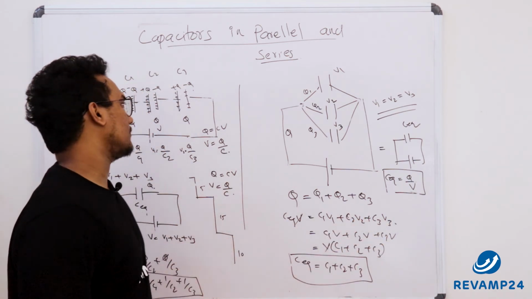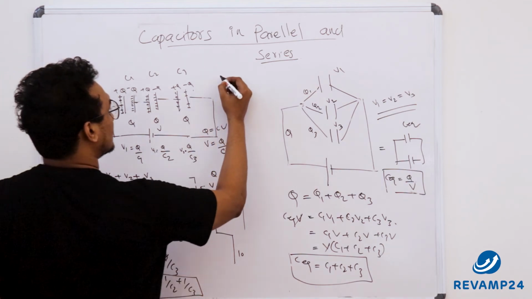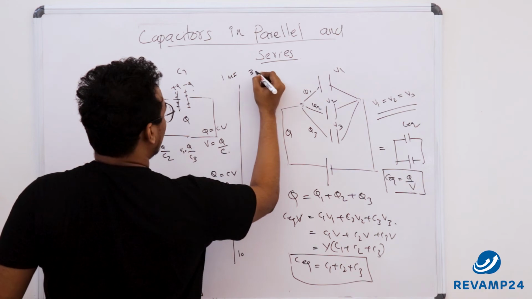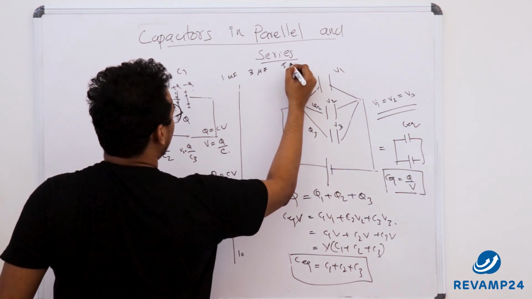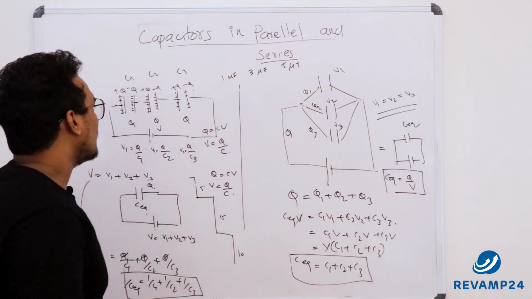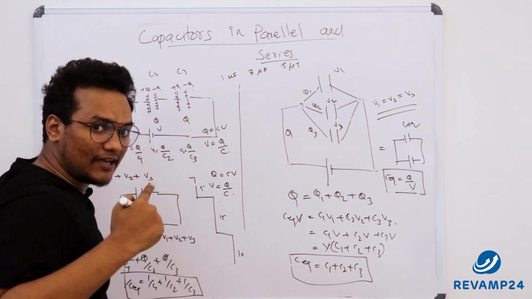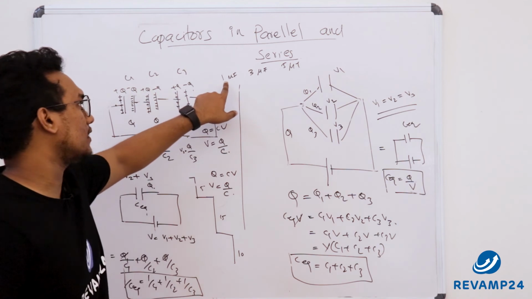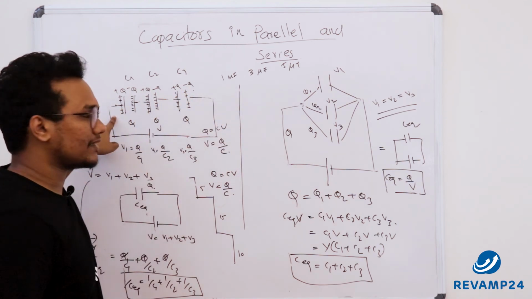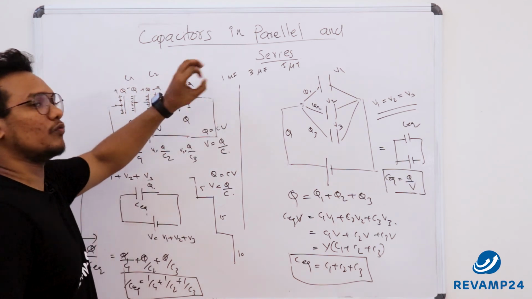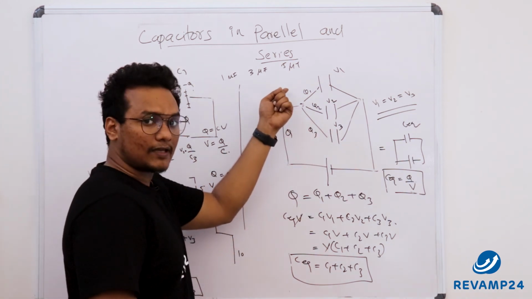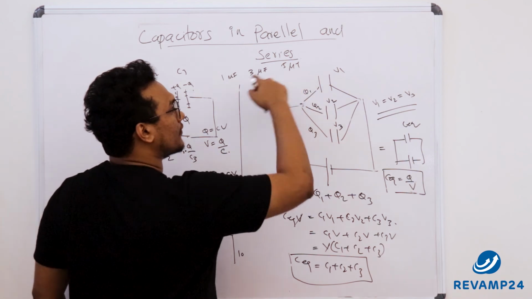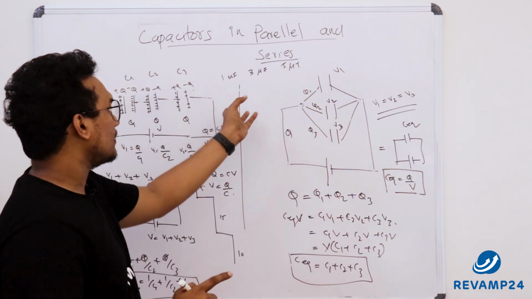Another important takeaway from this is, let's say we are connecting capacitors of 1 microfarad, 3 microfarad and 5 microfarad in series and parallel. When connecting in series, the effective capacitance will be lower than the lowest one. Which is the lowest one? 1 microfarad. So here the effective capacitance will be less than 1. In parallel, the effective capacitance will be greater than the greatest one. Which is the greatest one here? 5 microfarad. So the value will be greater than 5.